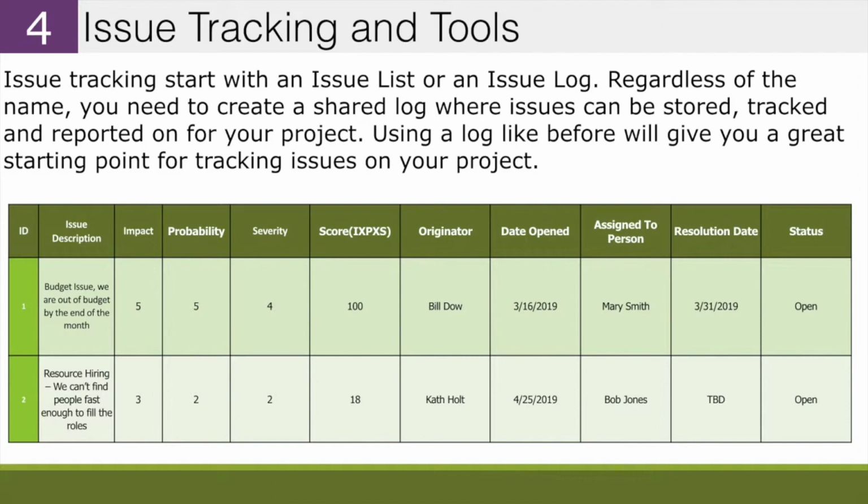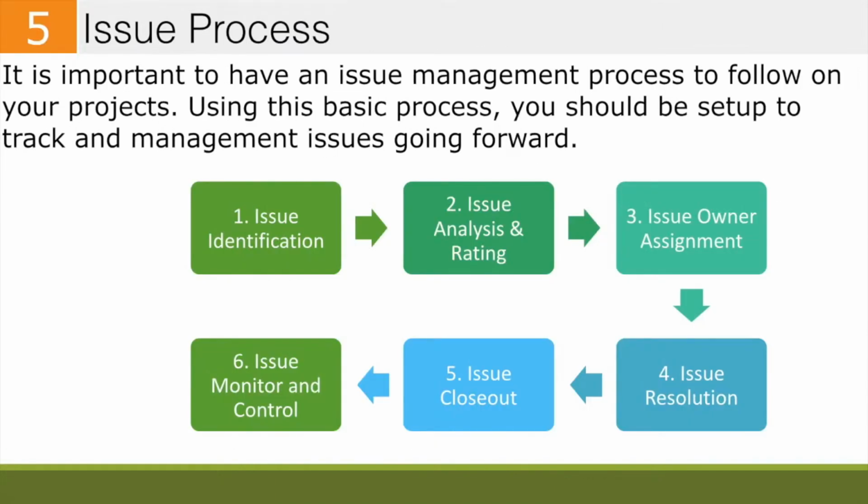Okay? Step 5 in the process is your issue process. So what is the process to follow? And so what I've done is I've developed a 6-step process on how issues should be managed on the project. So you're going to identify the issue. You're going to analyze the issue and do the ratings. You'll assign an owner. You'll look to resolve it, so issue resolution. You'll close it out, and then you'll monitor and control to ensure it doesn't come back. So really, this is a 6-step process, very easy to follow.